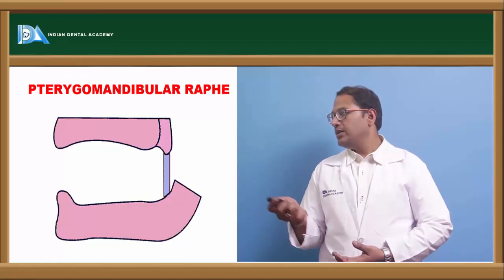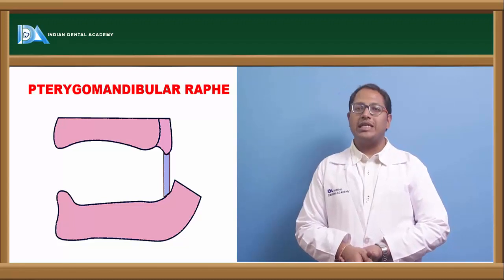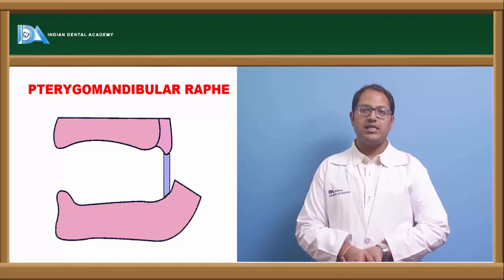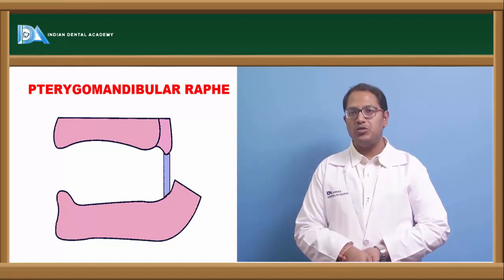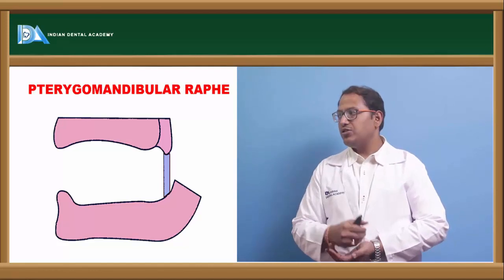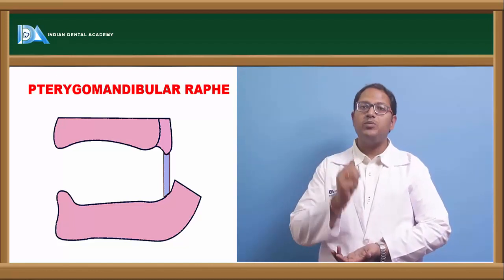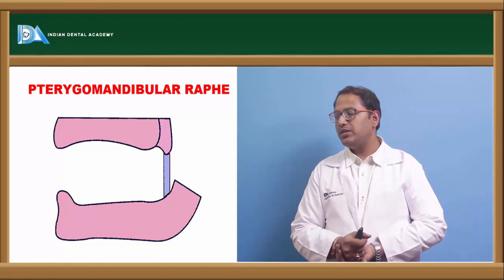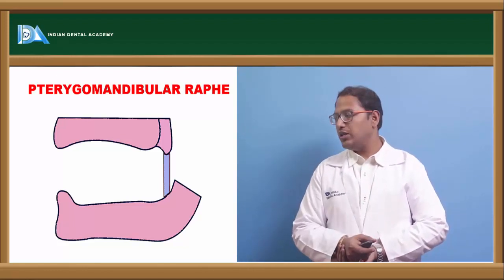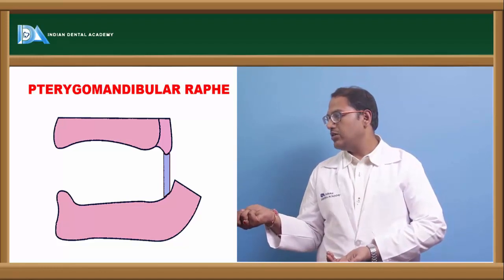Coming to the pterygomandibular raphe, as the name suggests, it is that range of mucosal folds of muscle which is running from the maxilla to the mandible. From where of the maxilla? From the pterygoid plate of the maxilla. To where of the mandible? To the posterior part of the mandible beneath the retromolar pad. So that is the pterygomandibular raphe.